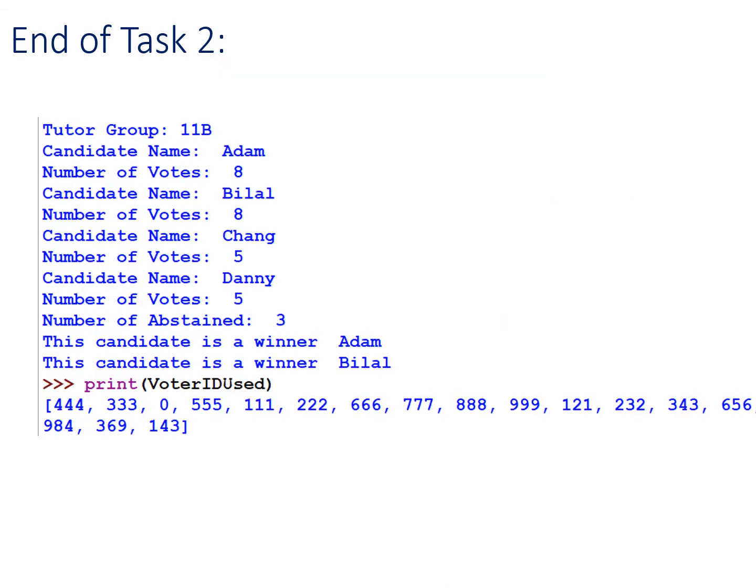Once we finished repeating 30 times, it will show you the names of the candidates. Adam got 8 votes, Bilal got 8 votes, Chang got 5, Danny got 5, 3 students abstained. This candidate is a winner, Adam. This is also a winner, Bilal. And this, I just printed the array that shows the different voter numbers.